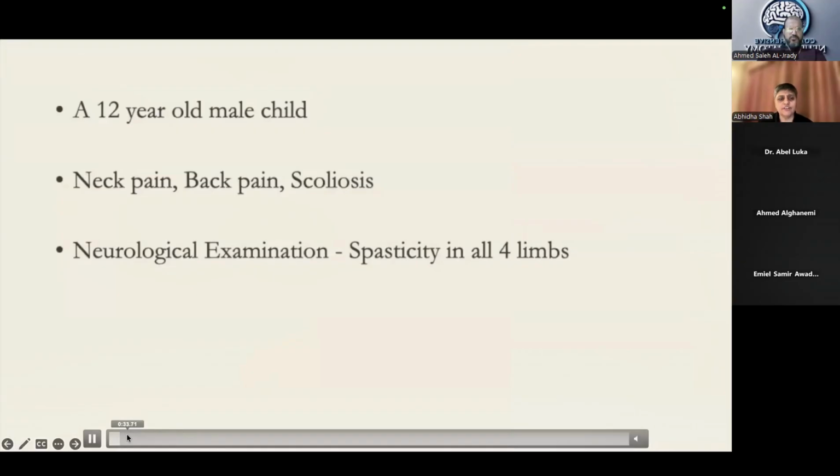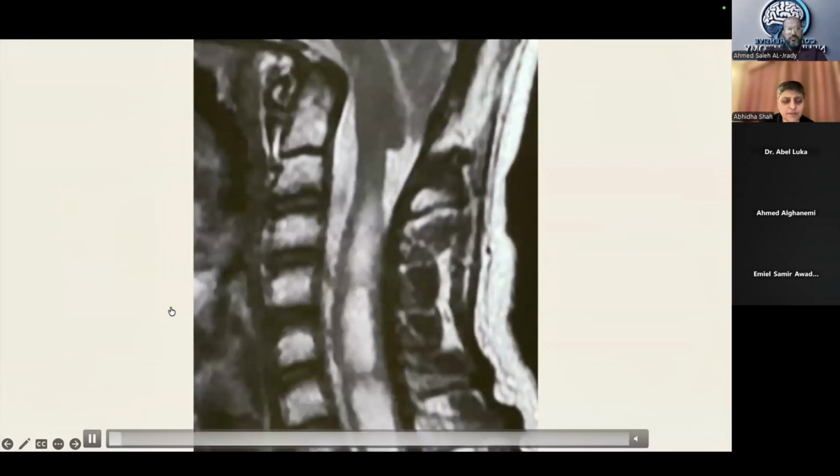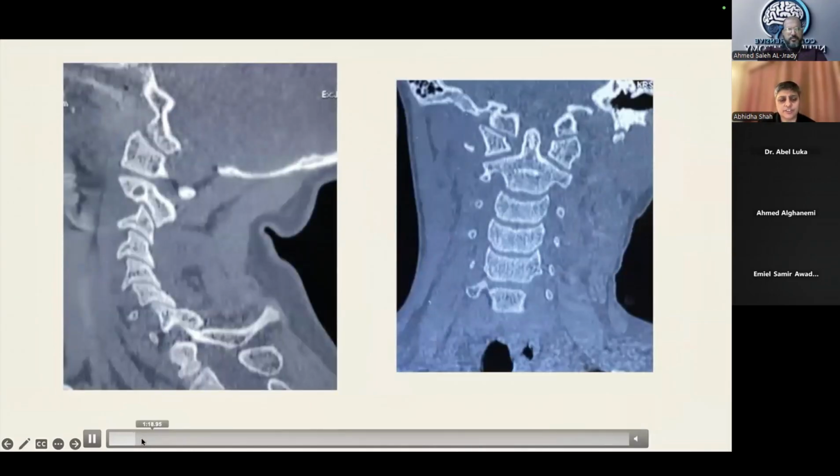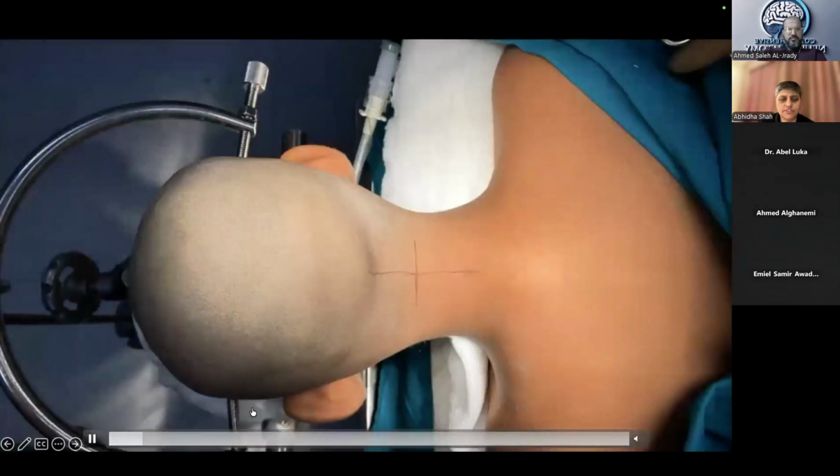So this is a 12-year-old child with neck pain, back pain, scoliosis. Here you can see the Chiari, the syringomyelia. You can see a mild change in the atlantodental interval. This is flexion, this is extension. The facets are normal. This is the position.